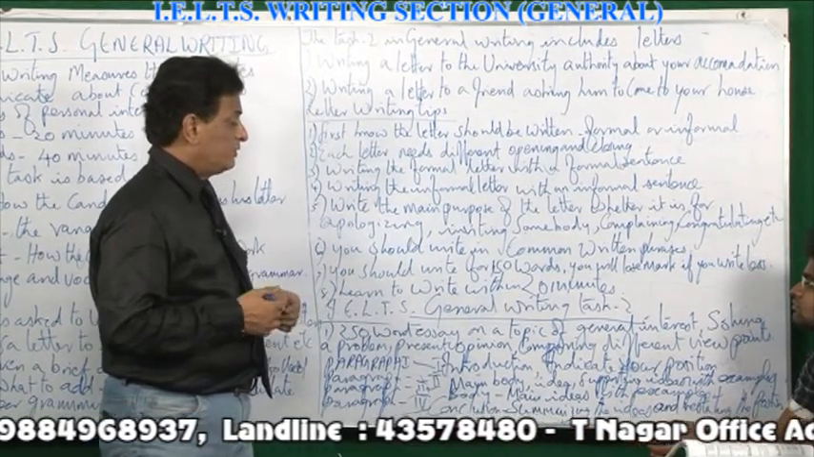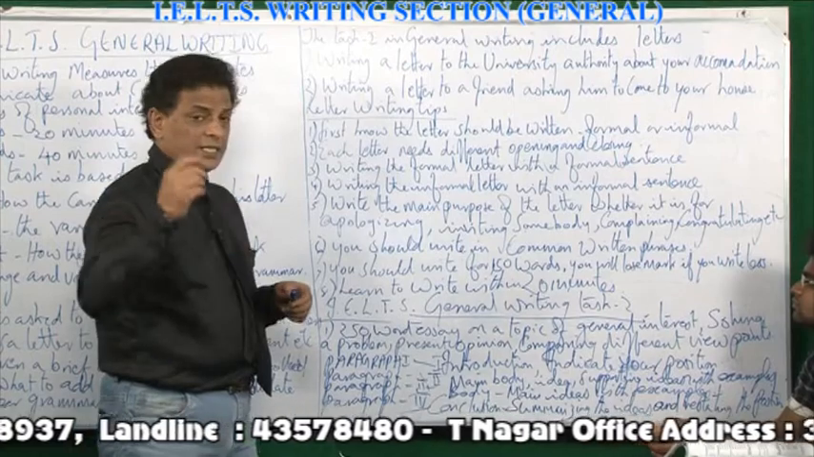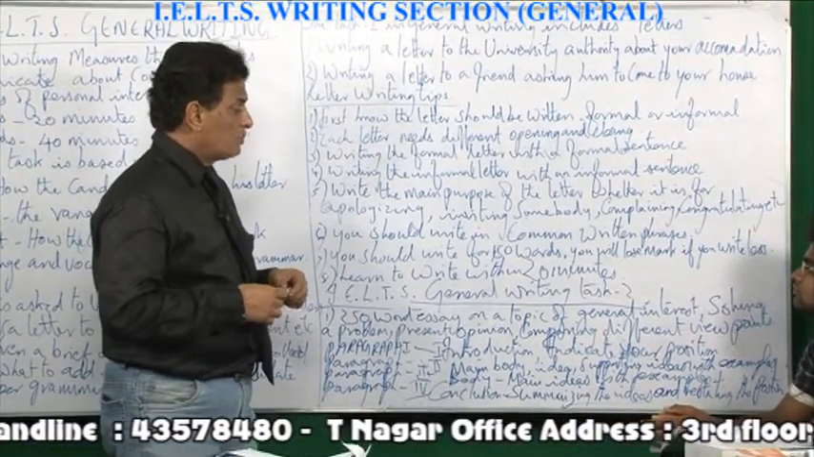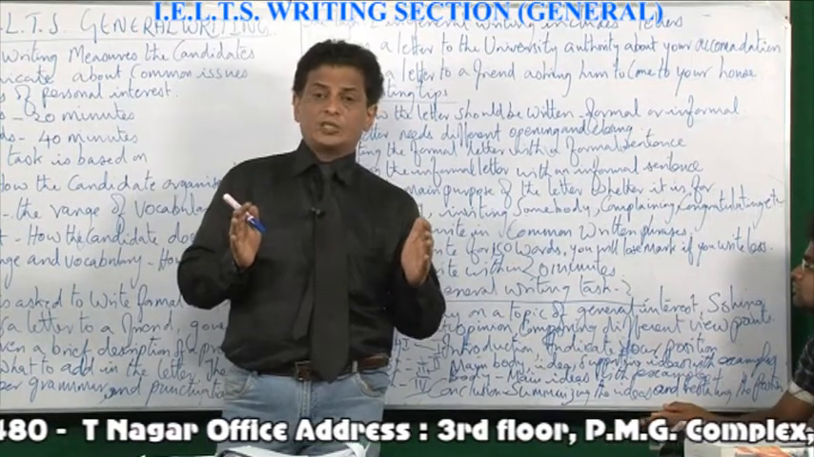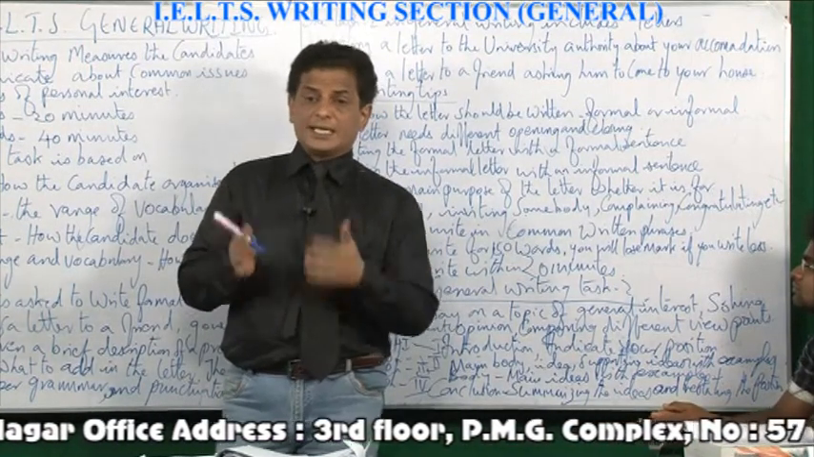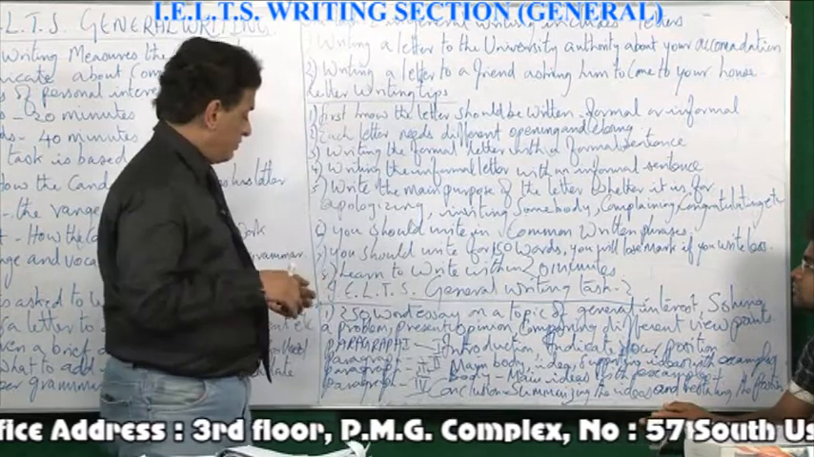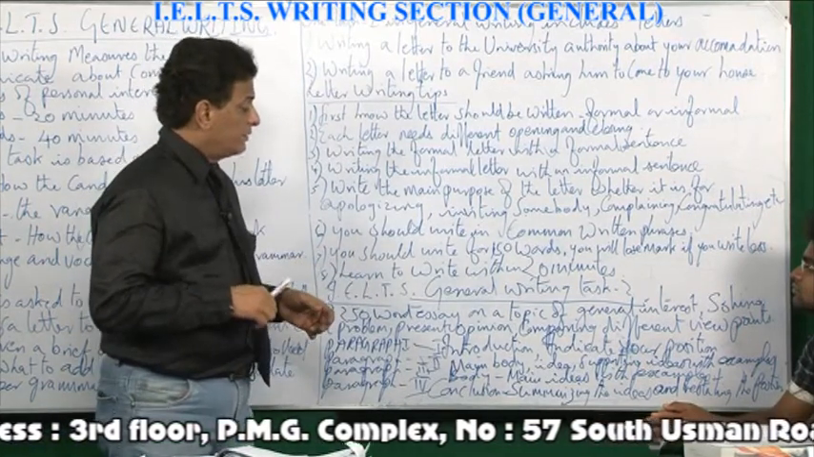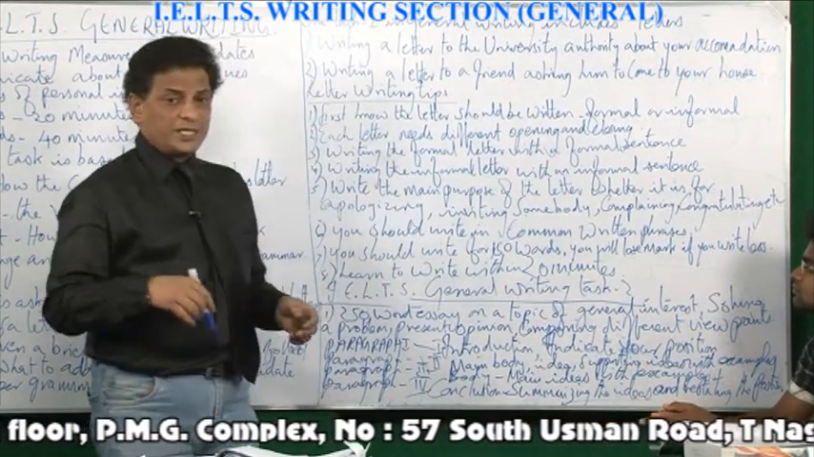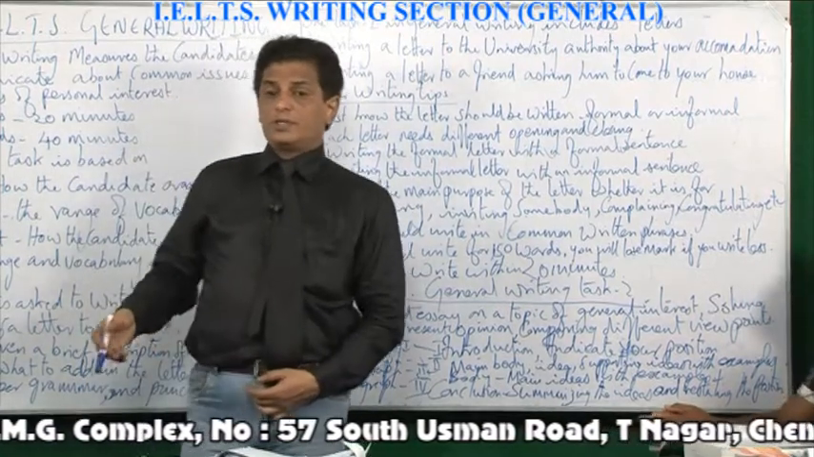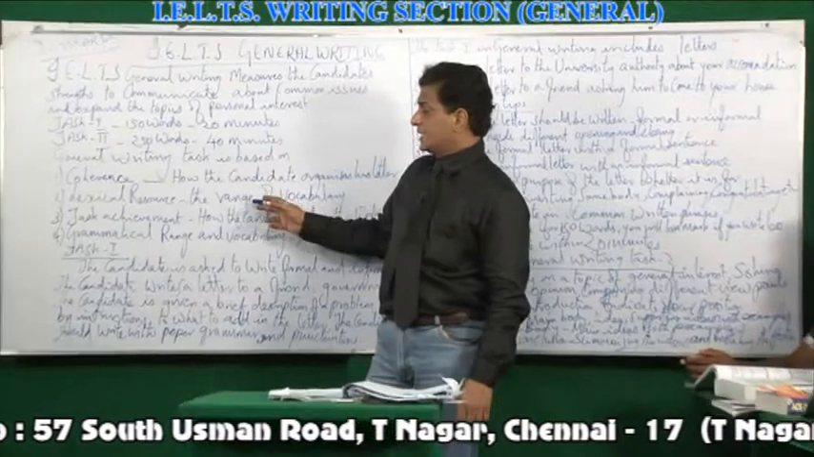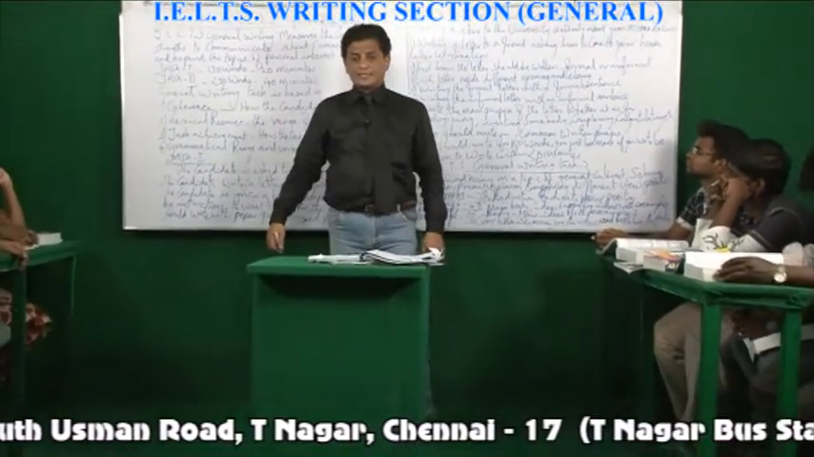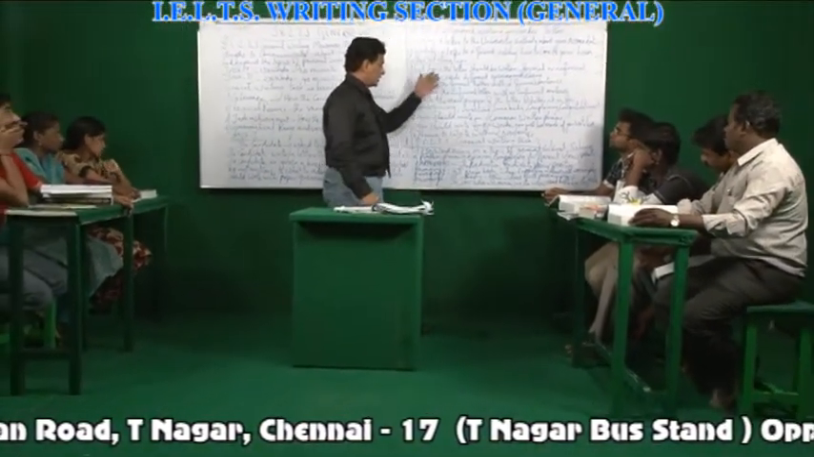Seventh, you should write about 150 words. That is for letter writing. You lose marks if you write less. So generally a letter should have 150 words. The fewer the words, the more marks you lose. So eighth, learn to write this 150 words within 20 minutes. So the task completion, the coherence, the lexical resource, the grammatical range, it's all checked over here.